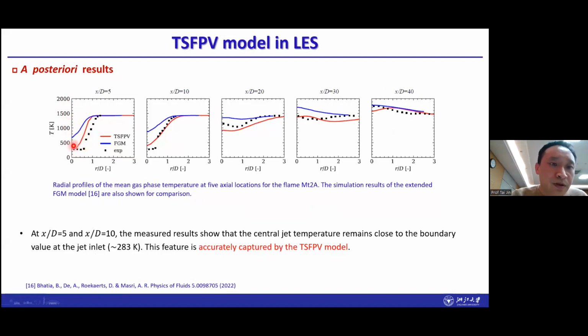Here, in the central region, due to the evaporation effect, the temperature is quite low for this kind of flame. And with this TSP model, we can actually accurately calculate this phenomenon. And for other results downstream, we can see that the results are quite a bit better.